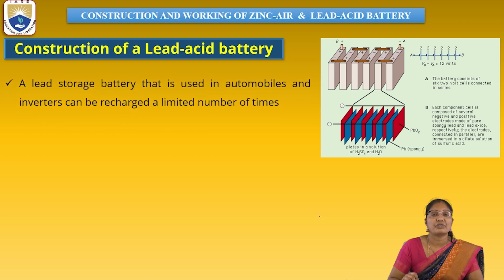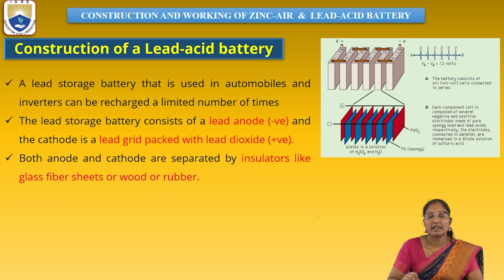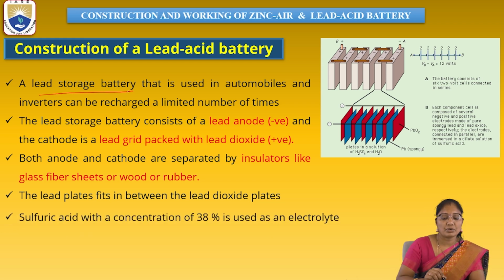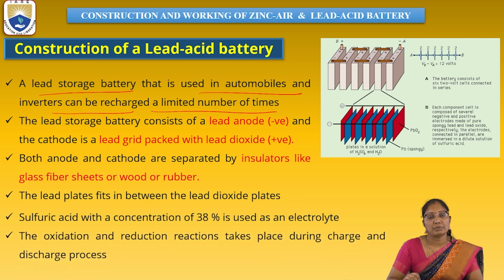Now, the construction of a lead acid battery. Another type of battery is called the lead acid battery. The name itself indicates that we are using lead and acid in this type of battery. The lead storage battery is used in automobiles and inverters. In households, all inverters use lead acid batteries. They can be recharged a limited number of times, so they are rechargeable, but restricted to some number of times.